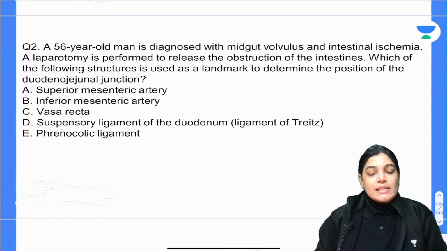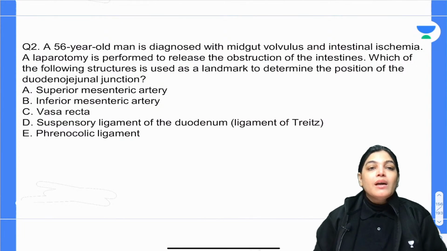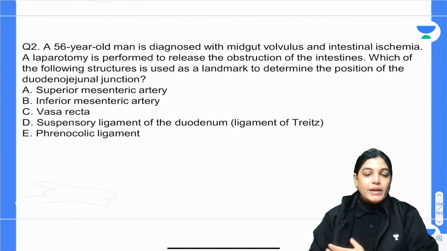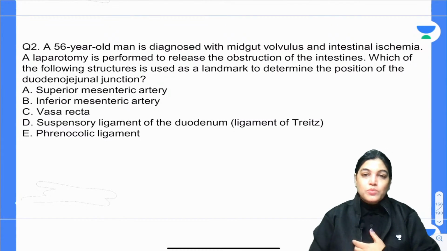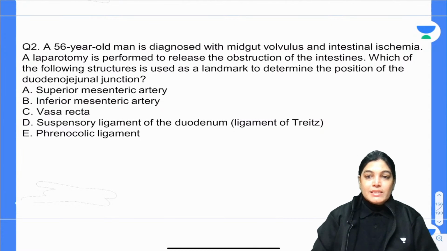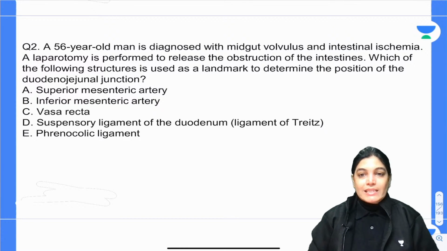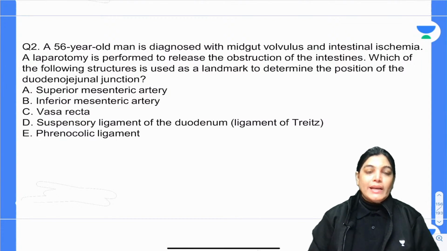A 56-year-old man is diagnosed with midgut volvulus and intestinal ischemia. Laparotomy is performed to release the obstruction of intestine. Which of the following structures is used as a landmark to determine the position of duodenojejunal junction? Okay, so the options are superior mesenteric artery, inferior mesenteric artery, vasa recta, suspensory ligament of duodenum, that is also called ligament of Treitz, or phrenicocolic ligament.